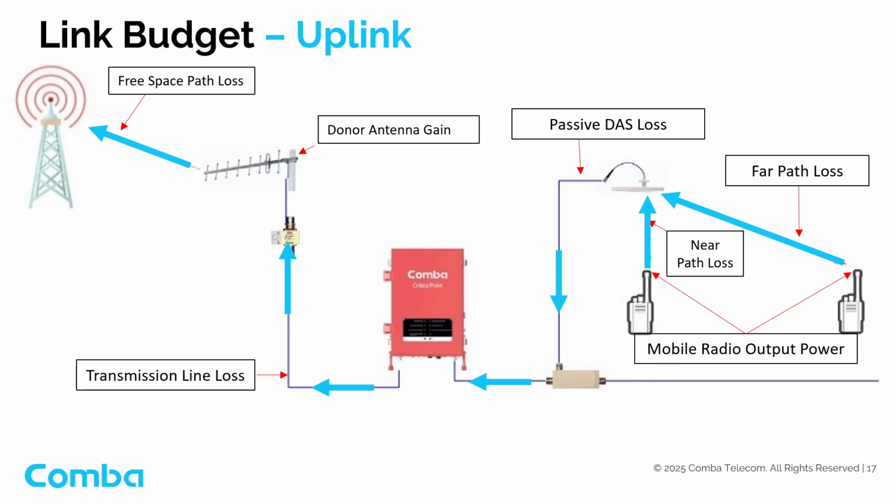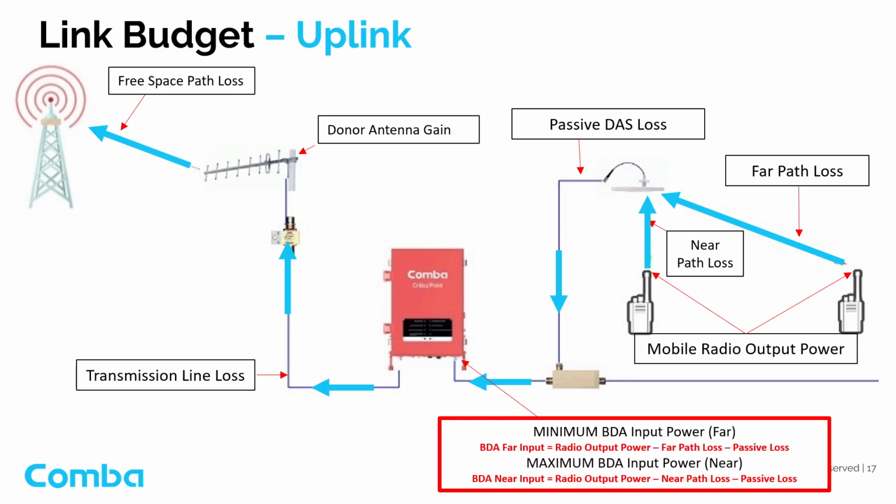To calculate the minimum BDA uplink input power from the far radio, use the following formula. The minimum BDA uplink input power is equal to the radio output power minus the far path loss minus the passive DAS loss.